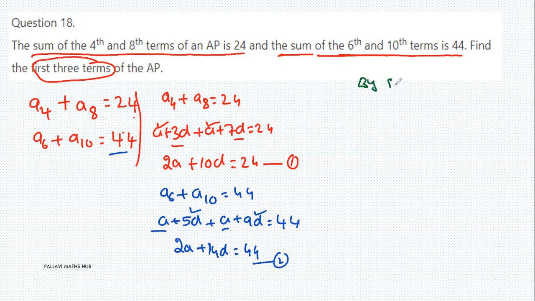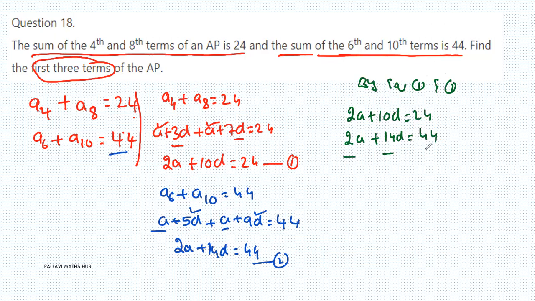So by equations 1 and 2, 2A plus 10D is equal to 24. Next, 2A plus 14D is equal to 44. Here, subtracting, 2A minus 2A gets cancelled. Minus 4D is equal to minus 20.